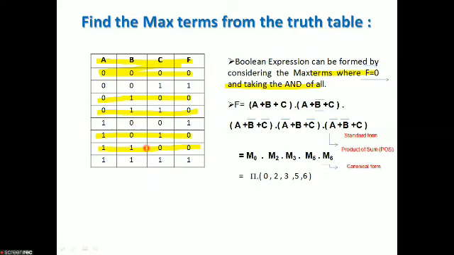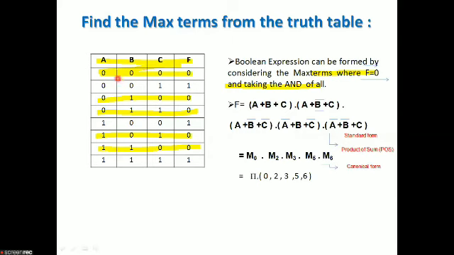The Boolean expression we will be getting. So what we will do is take an AND between the max terms. We can write f is equal to, in case of max terms, for a value of 0 the variable appears as it is. Suppose a has the value 0, then it is a, and if the value of a is 1, then it is a bar. The combinations are a, b and c.